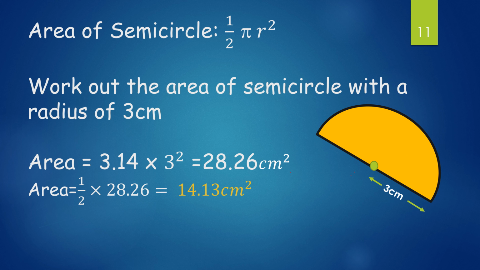Here we need to find out the area of a semicircle. If you already know the area of a circle, pi r squared, you only need to half it. Why? Because a semicircle is half a circle. Here is an example with a radius of 3 centimeters. So square it, it's 9. 9 times pi, 3.14. The answer is 28.26 centimeters squared. We haven't finished yet. You need to half it. Divide it by 2 and the area is 14.13 centimeters squared.